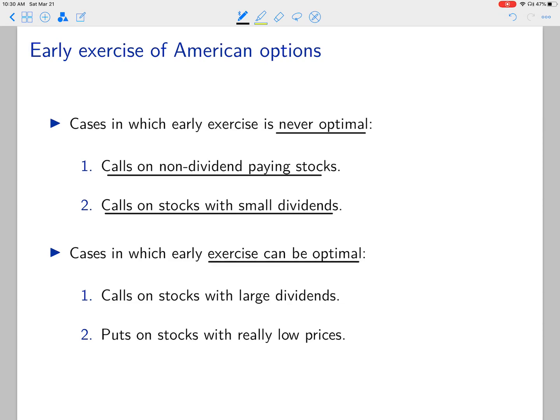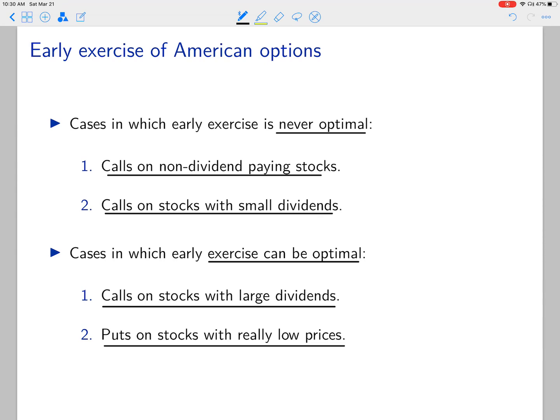Okay. For other options, though, early exercise can be optimal. The two main examples of this are call options on stocks with large, potentially one-time dividends, and more intuitively, puts on stocks with really low prices. These types of options may be exercised early because they may have negative time values corresponding to either putting off a payment or in terms of receiving this dividend early.